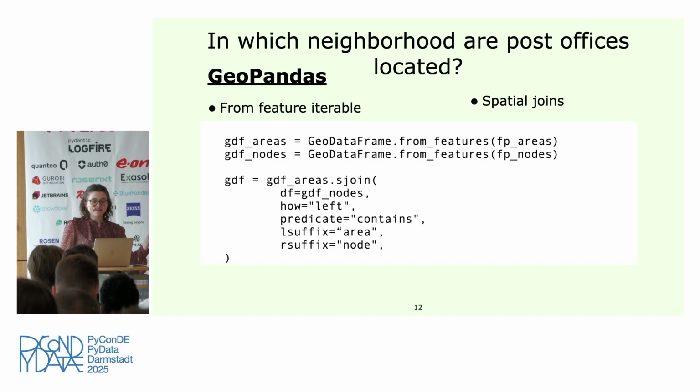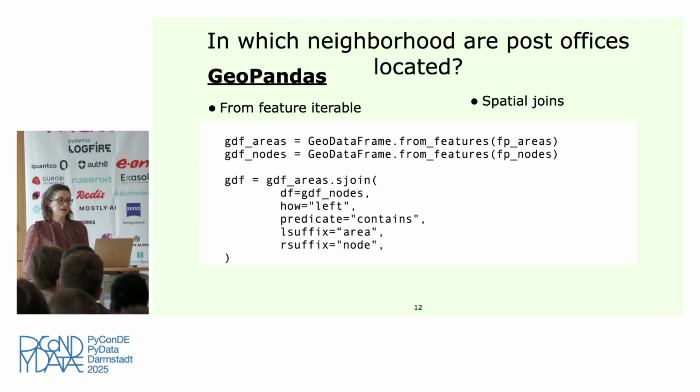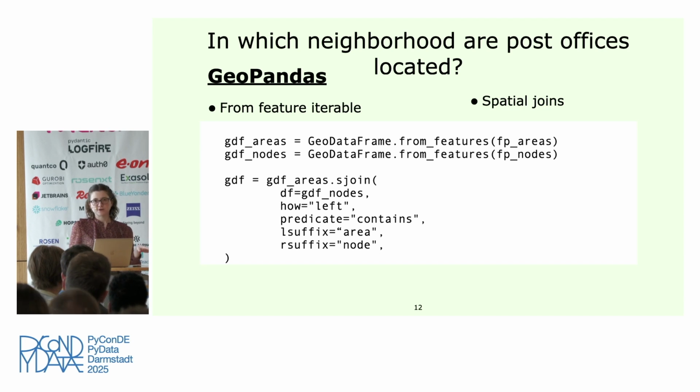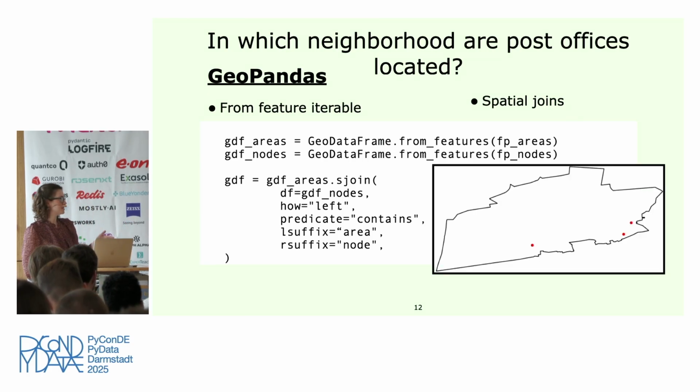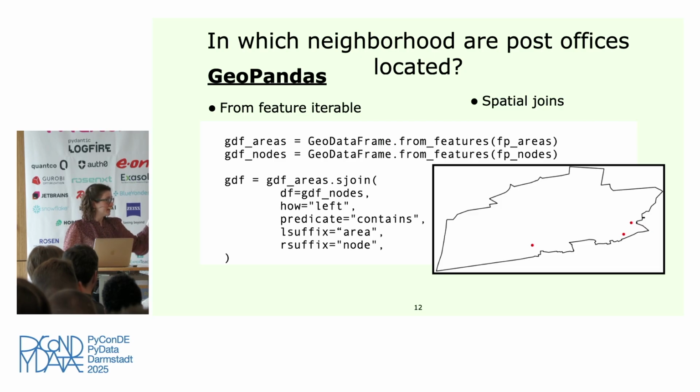Then we can do a spatial join. So we're going to join the areas on the nodes. We're going to do a left join, keep all the areas, even if they don't have neighborhoods in them. And our predicate here, contains, means we're going to join them on areas that contain these neighborhoods. So kind of like a point and polygon lookup is going on here. But all right, spatial data, what does this look like? So this is an example from Darmstadt Nord. This is the area, and then these red dots are the post offices.